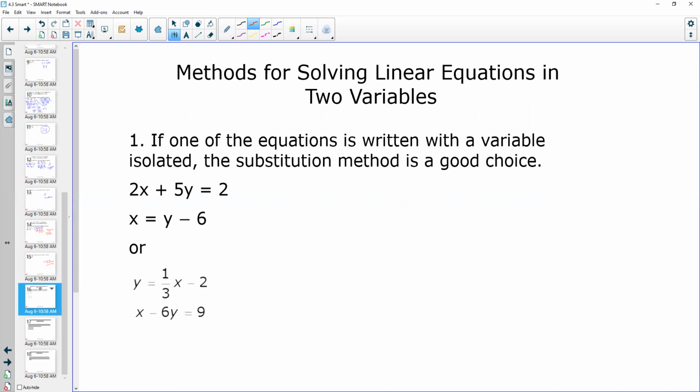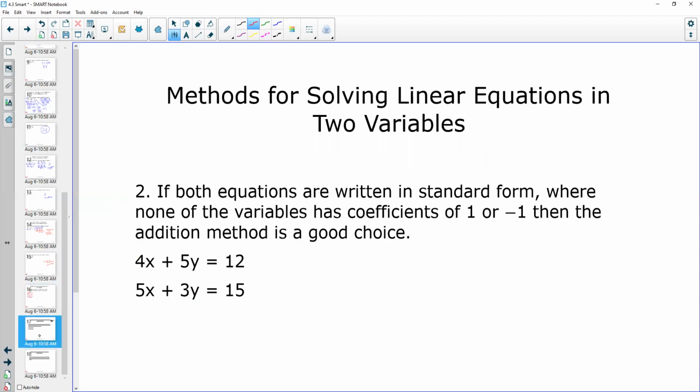So there's just a quick recap here at the end. The methods for solving linear equations in two variables. If one of the equations is written with a variable isolated, it's a good choice to use substitution because it's easier, right? If I have just x, I can pick this up and put it in that spot. Whenever I have a variable isolated, it makes my life easier. That's when I substitute.